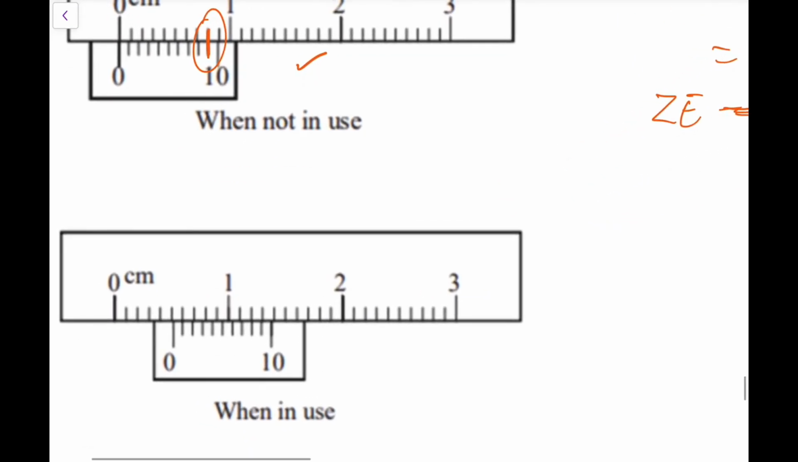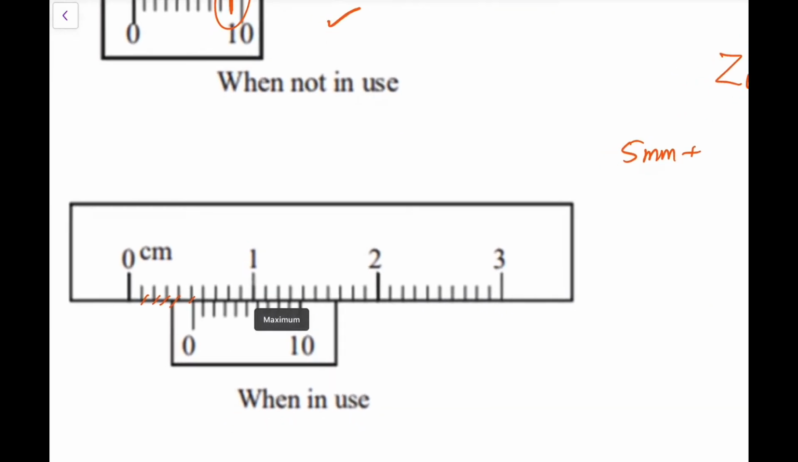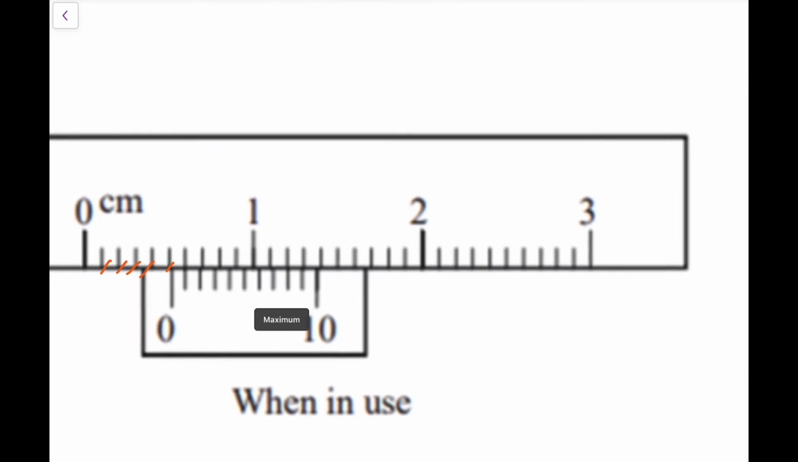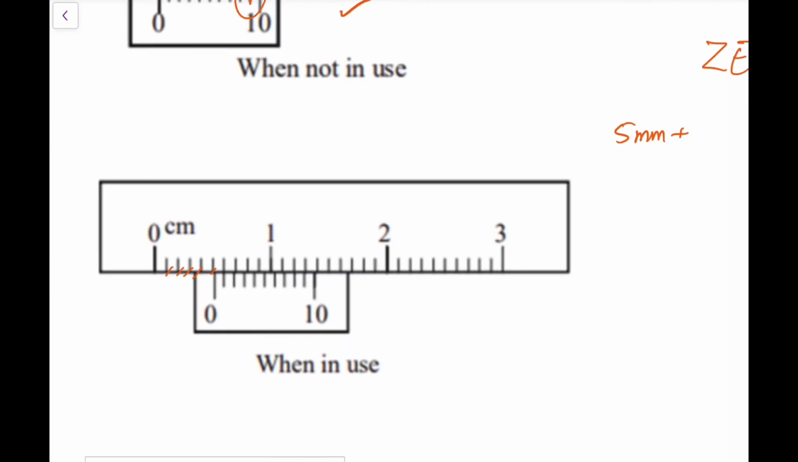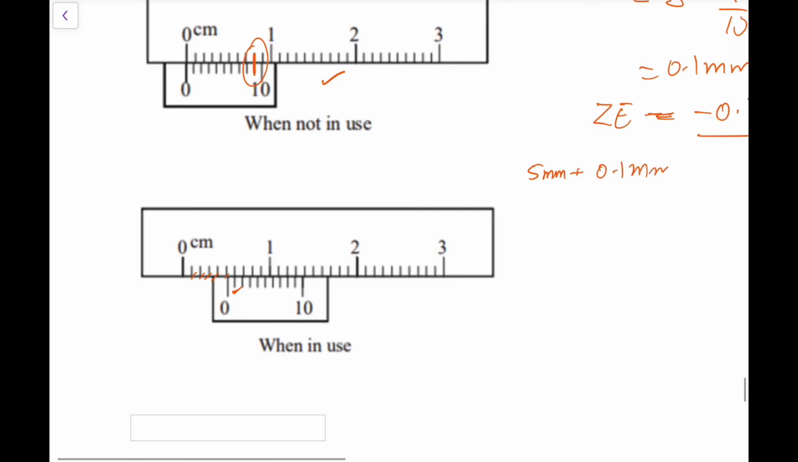Now check the reading. For the reading we have 1, 2, 3, 4, 5th division coincides, so that is 5 mm plus the division which is coinciding. If you see it carefully, the coinciding one is somewhat dubious. It appears that the first one is more appropriate. Yes, so it is 5 mm plus 0.1 mm.